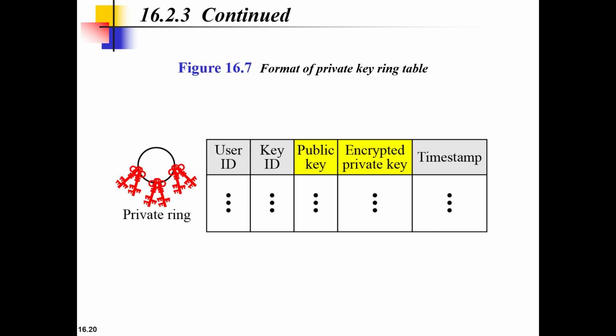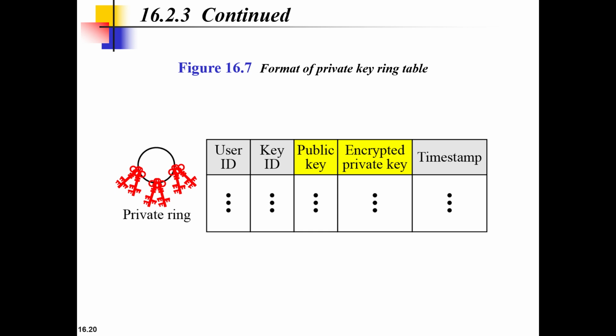Now we will see the key ring tables. Each user, such as Alice, keeps track of two key rings, one private key ring and one public key ring. PGP defines a structure for each of these key rings in the form of a table, as we can see in figure 16.7. This shows the format of a private key ring table, where we have a user ID, a key ID, a public key, an encrypted private key, and a timestamp.